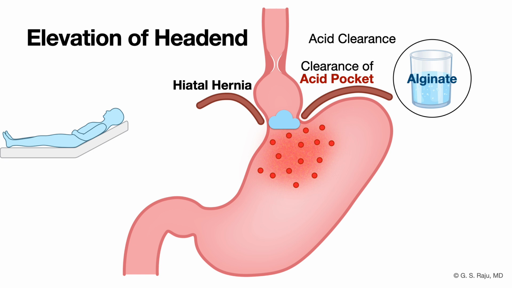So we talked about the importance of head end elevation and clearance of the acid pocket. You want to tell your patient, if they have hiatal hernia, how this acid pocket that rises to the top, that is not neutralized by the food in the stomach, is going to cause them problems.